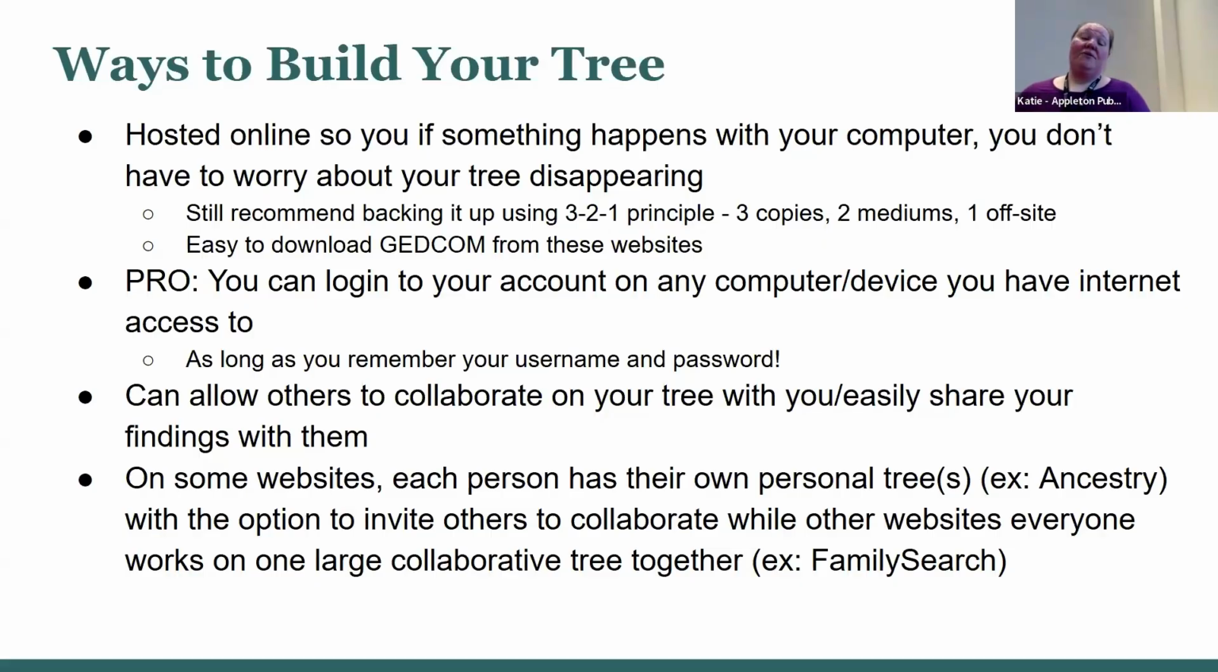Depending on what website you choose determines if you have your own personal tree. Like on Ancestry, you can build your own personal tree with the option to invite others to collaborate. But then there are other trees where it's just one large collaborative tree for every single person. So we're going to look at Ancestry and Family Search and see the difference between those two. On Ancestry, each person has their own tree. On Family Search, everybody who logs in is part of just one world tree that everybody can make changes and additions to at any time. You'll be able to see that in just a few minutes.